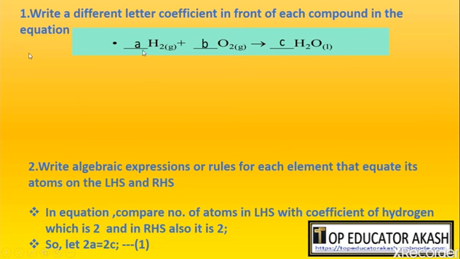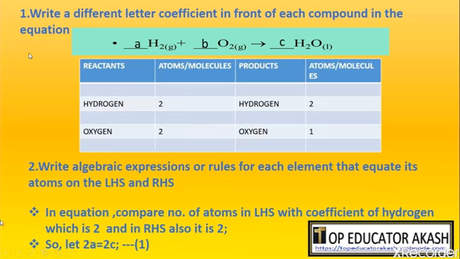First, write the alphabets in order, before all the elements, as the coefficients. I have written A, B, C. You can see the number of atoms of hydrogen is 2 and the number of atoms of oxygen is also 2, and on the product side the number of atoms of hydrogen is 2 and the number of atoms of oxygen is 1, which is not balanced. So we need to balance it.